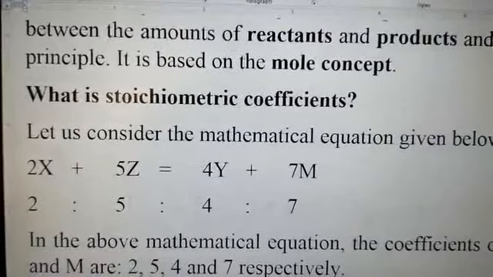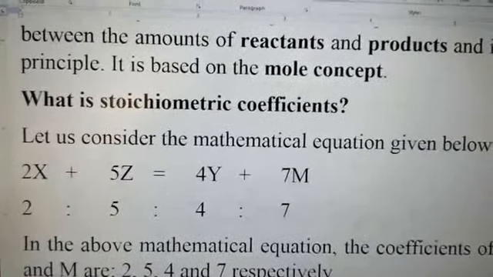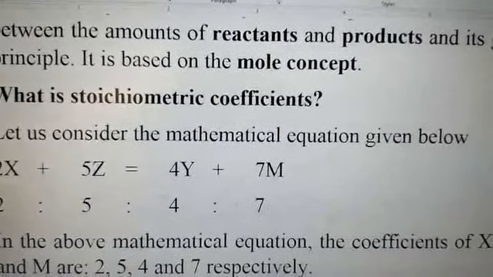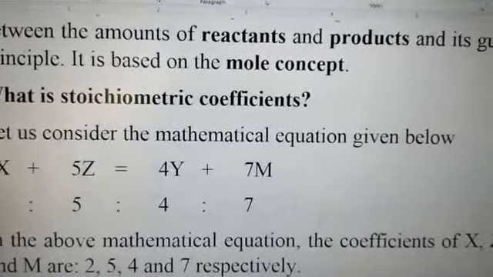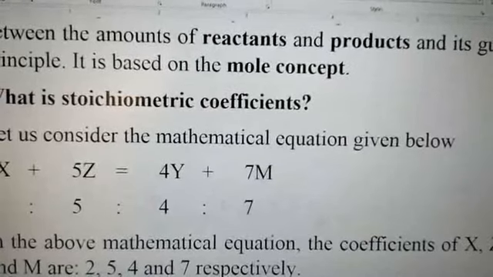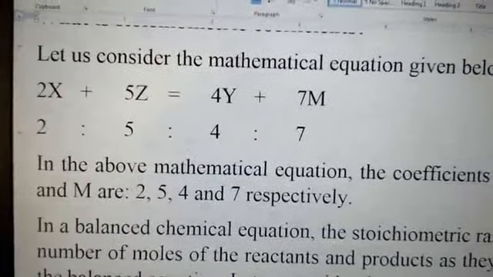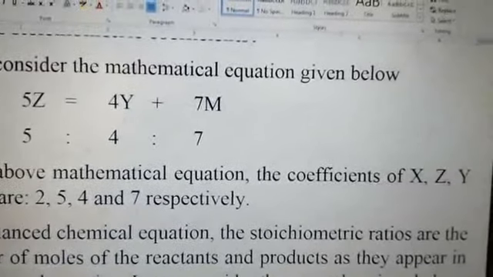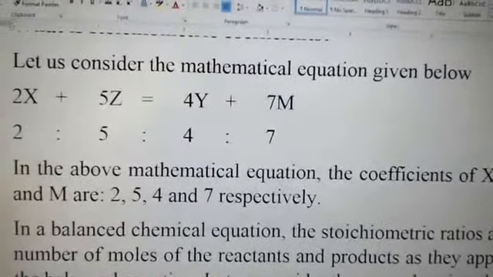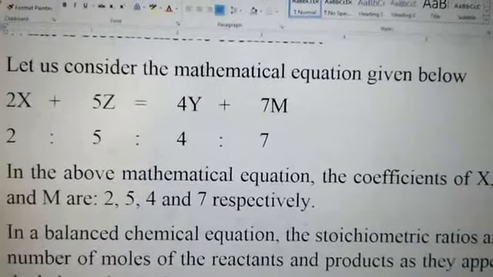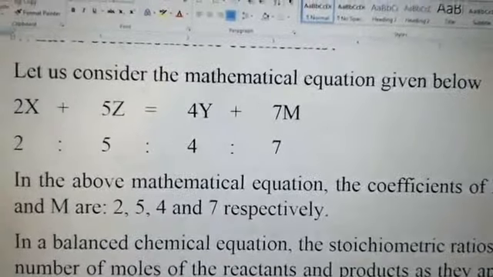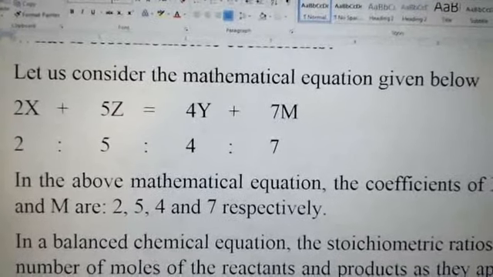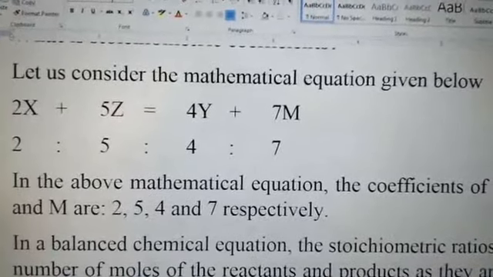Now, the coefficient of s is the number in front of s, which is 2. Coefficient of z is 5. Coefficient of y is 4. And coefficient of m is 7. So in the above mathematical equation, the coefficients of s, z, y, and m are 2, 5, 4, and 7 respectively, as you can see in the equation. So we now understand what is meant by coefficient. Now we're going to relate this to a balanced equation.